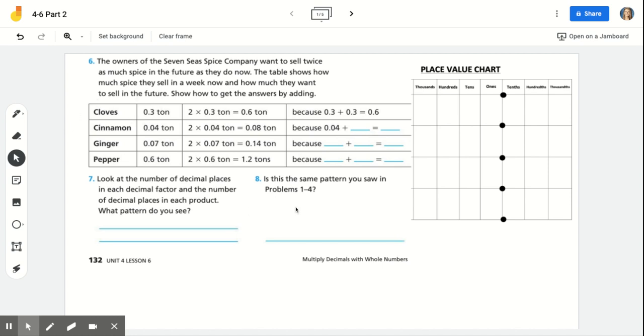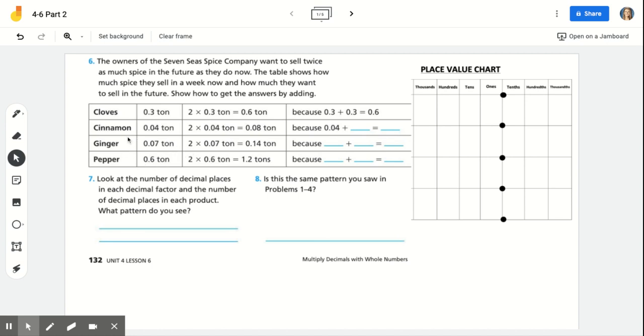And then looking at the table, we have 4 different spices: cloves, cinnamon, ginger, and pepper. And then in tons, we have how much they sell in a week right now. So for cloves, they sell 3/10 ton. For cinnamon, they sell 400ths ton. For ginger, they sell 700ths ton. And for pepper, they sell 6/10 ton.